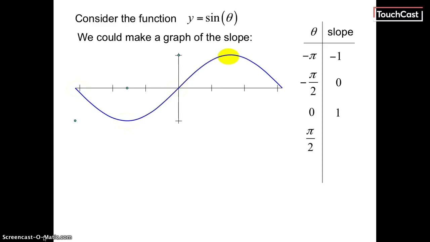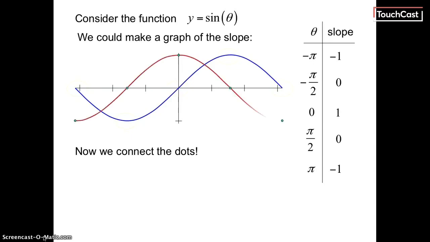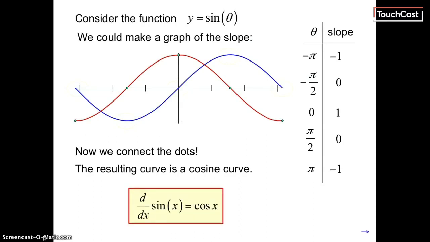At pi over 2, again, my function flattens out. I have a tangent whose slope is 0. And over here at pi, I have a slope of negative 1 again. If I connect these points with a smooth function, I get a function I hope you recognize. This is the cosine curve. So the derivative of sine of x is cosine of x.